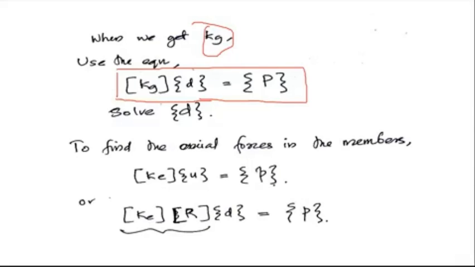Here also the axial forces in the members can be found as Ke into U equals P. So the element stiffness matrix of each element multiplied with U, the element displacements, you will get the element forces. So what is U?